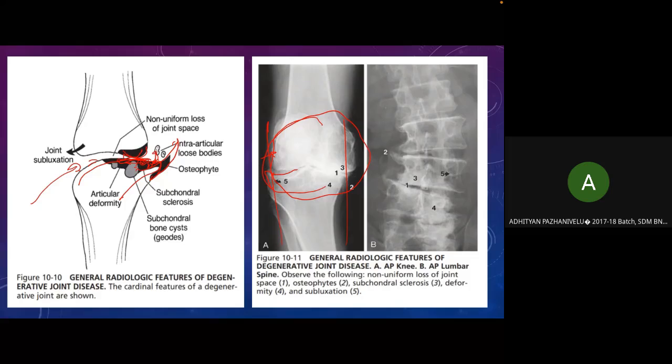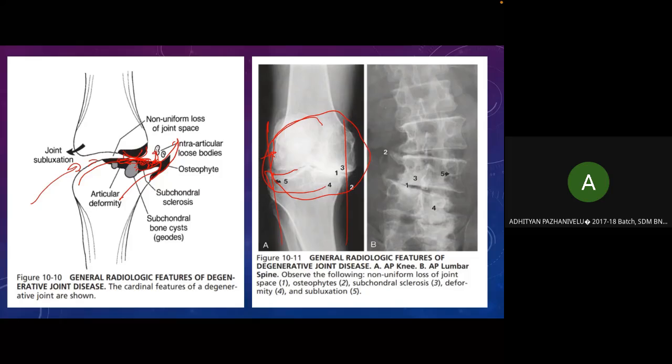Now, this can happen in the knee joint, which is shown here, or it can happen in the lumbar spine also. Commonly in the lumbar spine, you can see spondylosis or spondylolisthesis happening. In spondylosis, there can also be extra bone formation. The intervertebral disc compression can be there, and also there can be pressing on the nerve root, which can present as nerve symptoms.